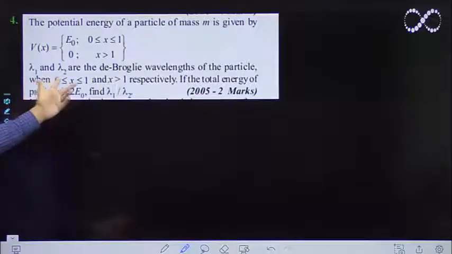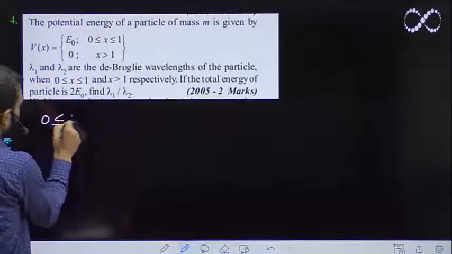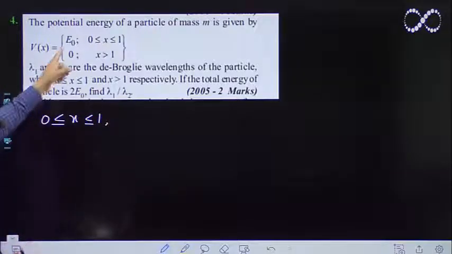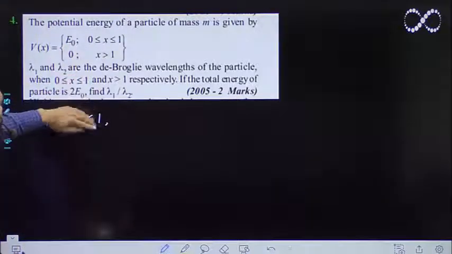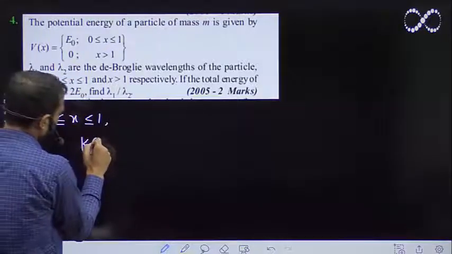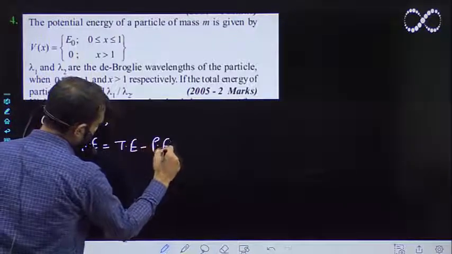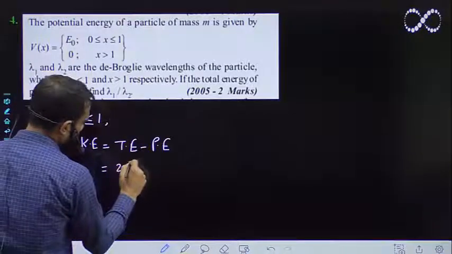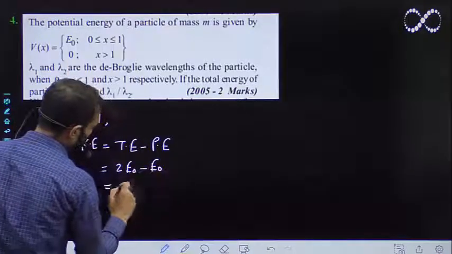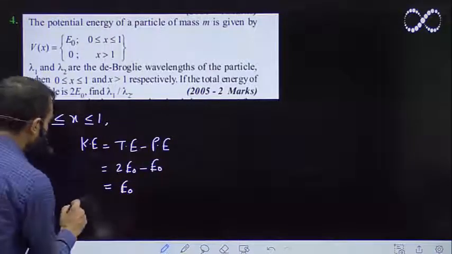So let us first go for this region, that is from 0 less than or equal to x less than or equal to 1. In this region the potential energy is given as E naught and the total energy is this. So what will be the kinetic energy? Kinetic energy is equal to total energy minus potential energy. So total energy is 2 E naught minus potential energy E naught, so you will get E naught here. Obviously if you know the kinetic energy, then you will get the wavelength.